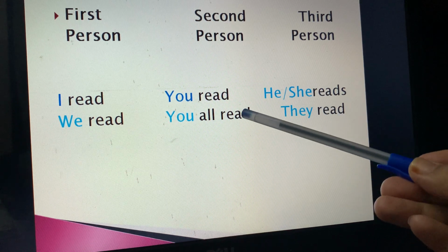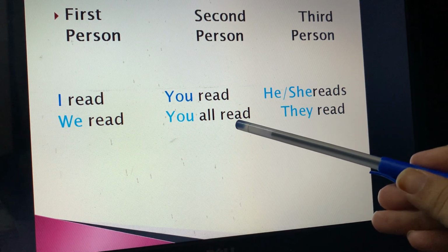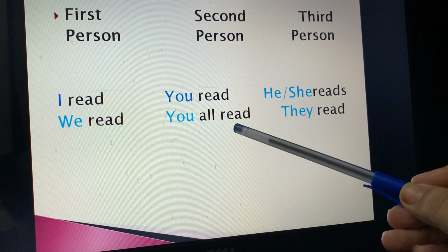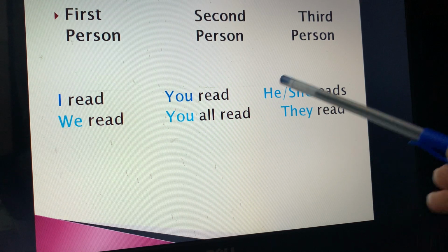Now, you all read the books. Let us take an example. You all is plural, so it is not ending with s.